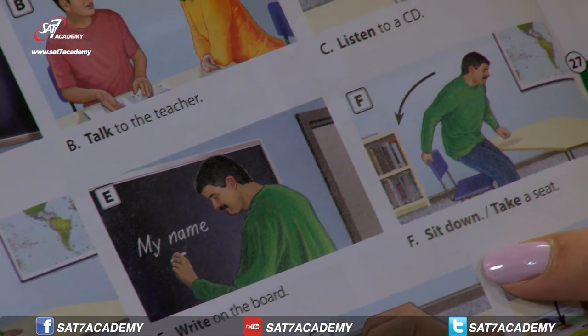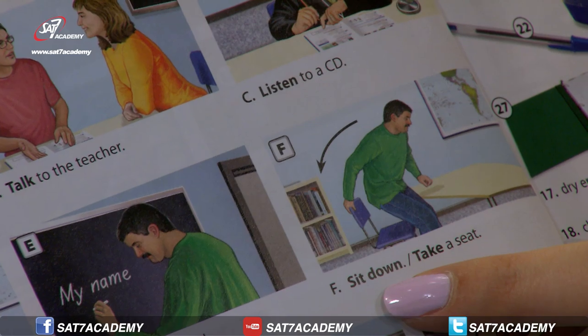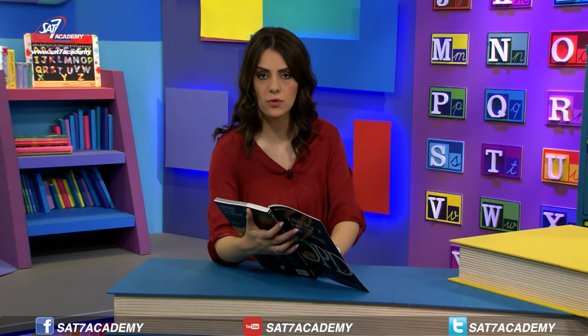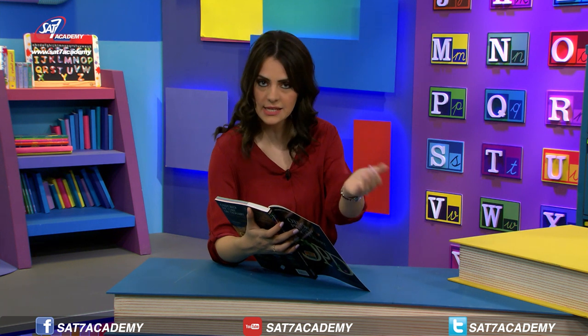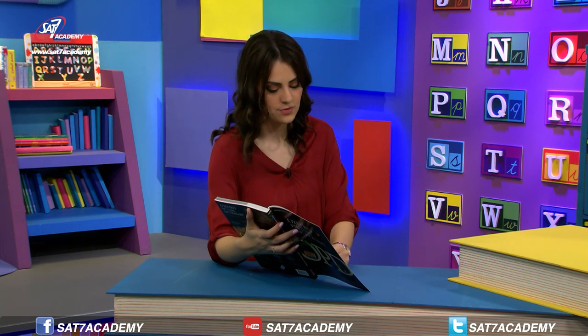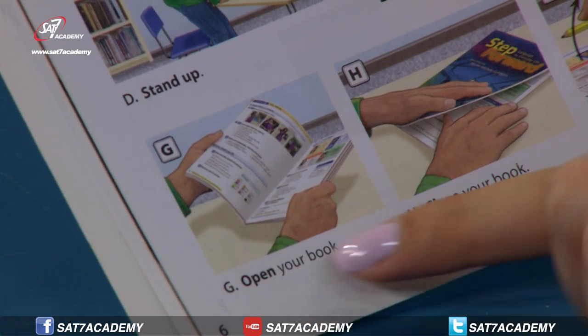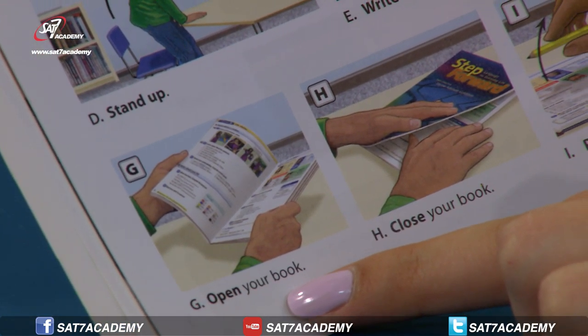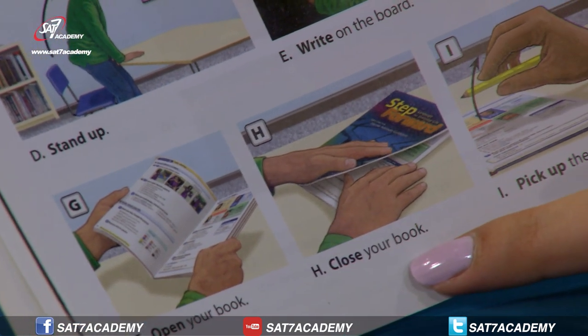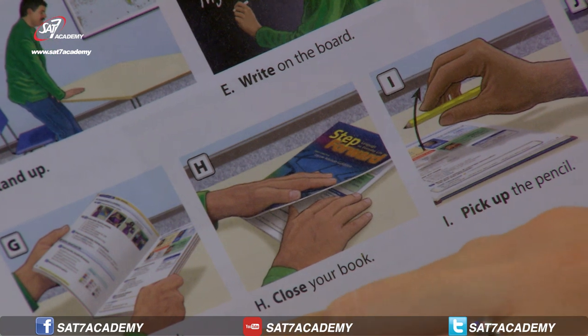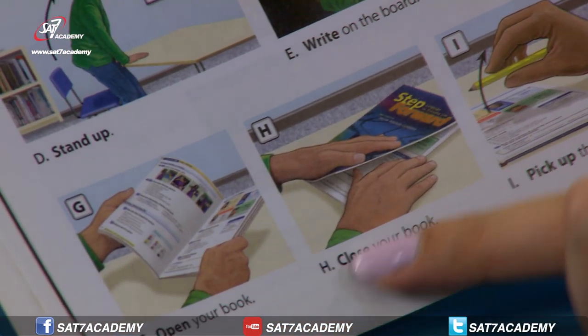Sit down or take a seat. أنا إذا بدي أقول لشخص يقعد أو تفضل بالجلوس بقول له take a seat or sit down. And then هون open a book. Open your book. Close your book. Open, close. These are antonyms. الضد, open, close.